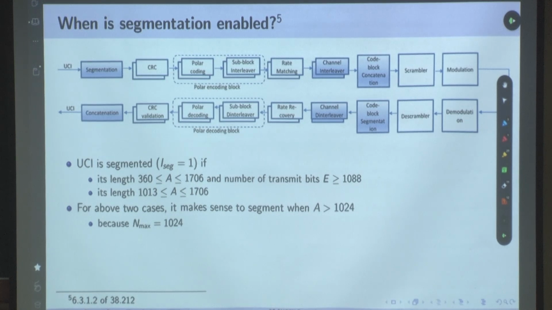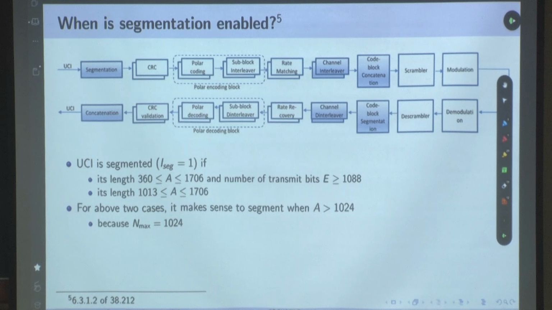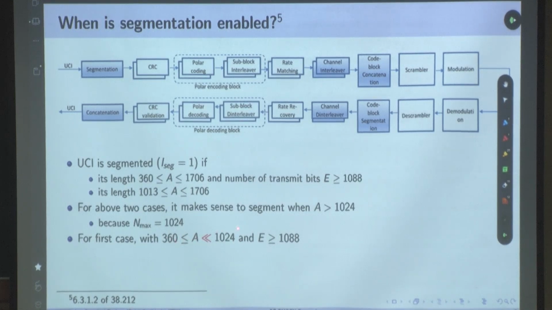You will have to segment it, because N max is 1024. Do we understand this? What am I saying here? In both these cases, if A is greater than 1024, you will have to segment it because N max is 1024. For the first case, when A is greater than 360 and much lesser than 1024, and E is greater than 1088, that's the case we have in doubt, right?